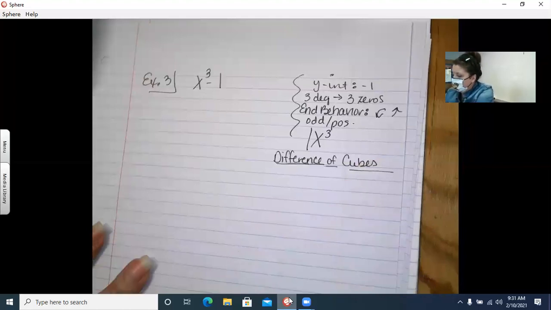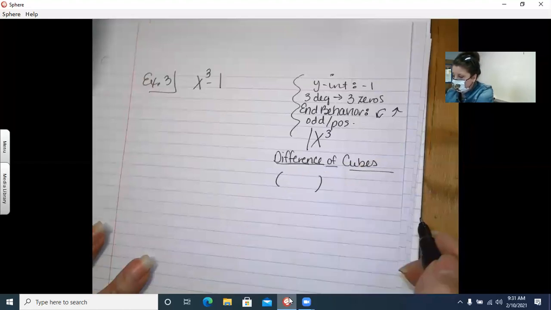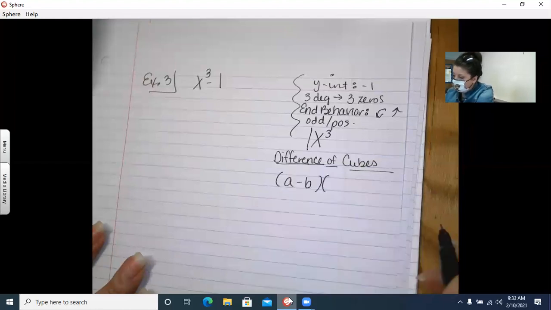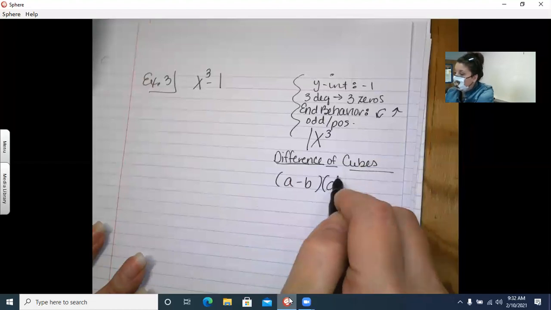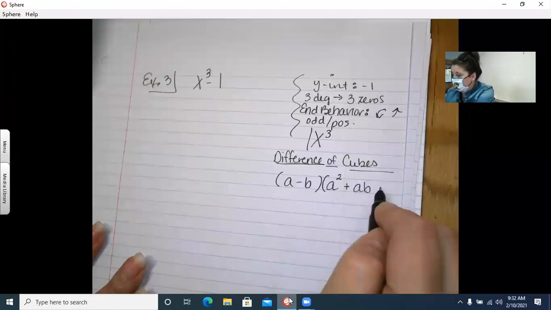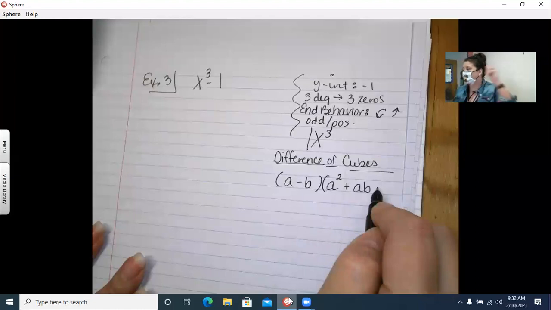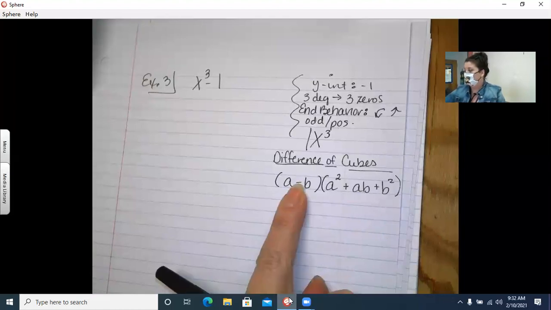So what would I put in the first set of parentheses? Y'all remember? Instead of a plus b, what do we put? A minus b. What's the first term in the second set? A squared, and then plus ab. Nope. The last term, the b squared, is plus on both sum of cubes and difference of cubes. The only two signs that are different are the sign between the first two terms in the first set and the middle term. The last term is positive for both of them.